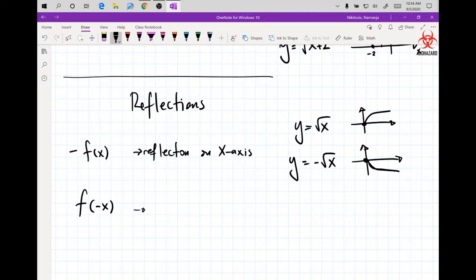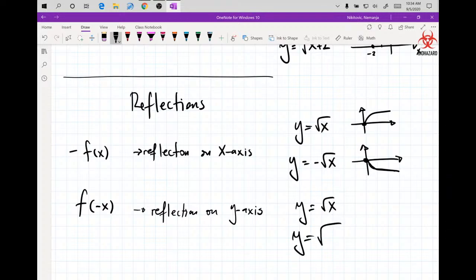And then this one is a reflection on y. So y equals square root of x, and then y equals square root of negative x. So we still have our original function looking like that. And now the function is reflected, so it looks like this.